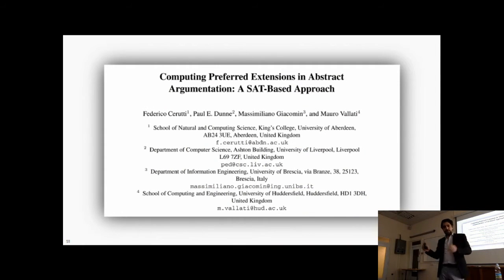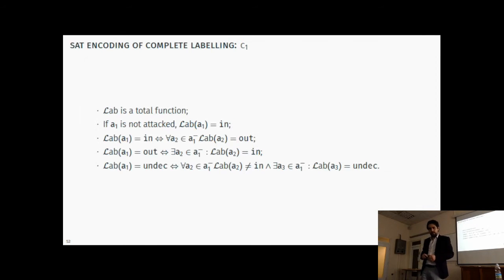This is based on a paper that we published some years ago, and I will also mention some additional interesting avenues that we took after. But the essence is relatively simple and based on this paper here. So let's think again about the labeling constraints. We have a total function.